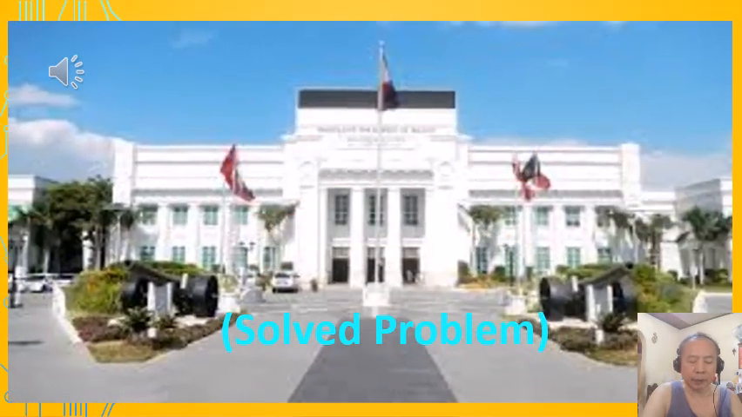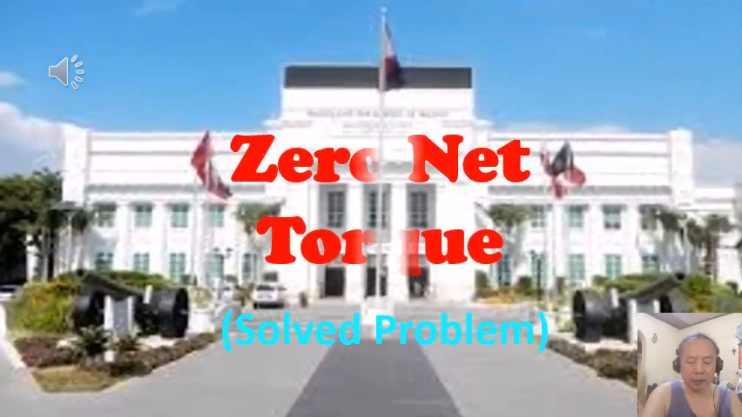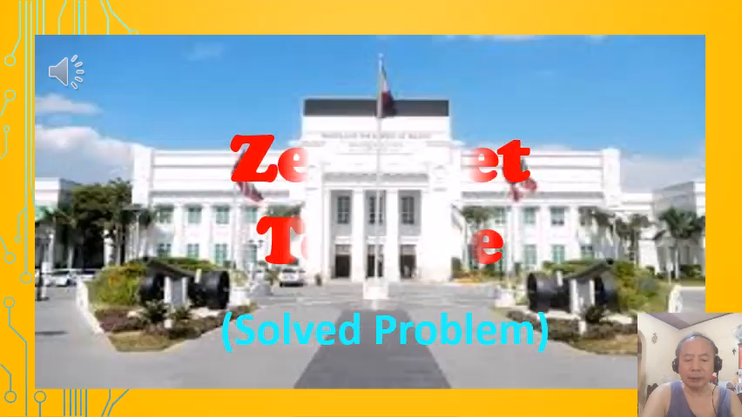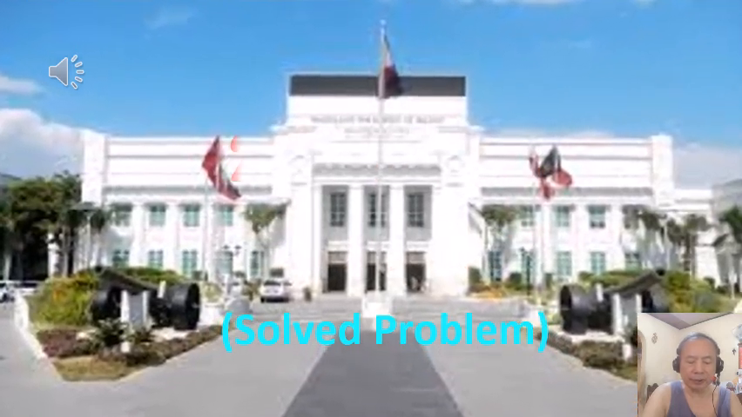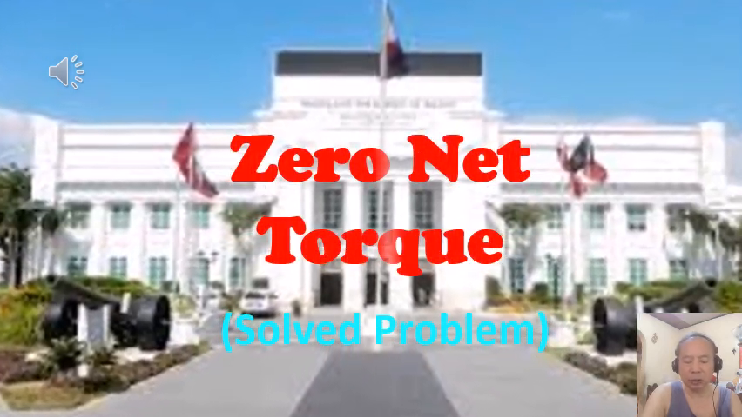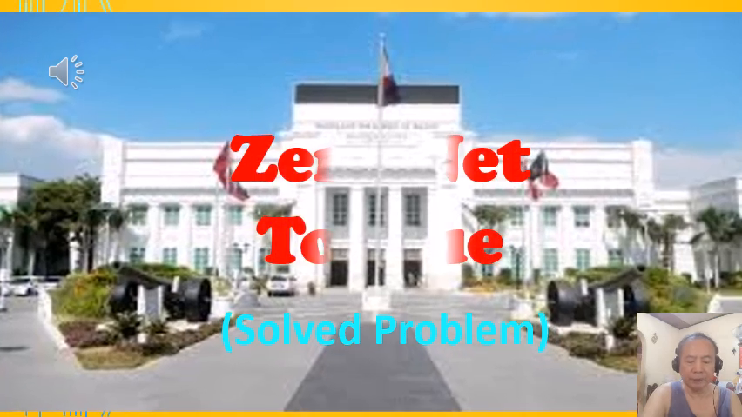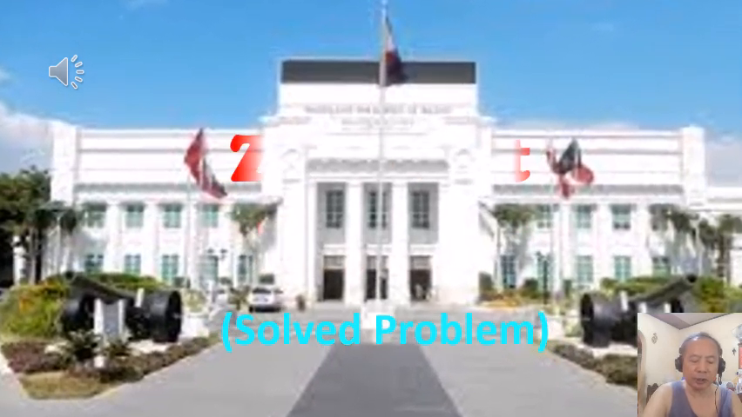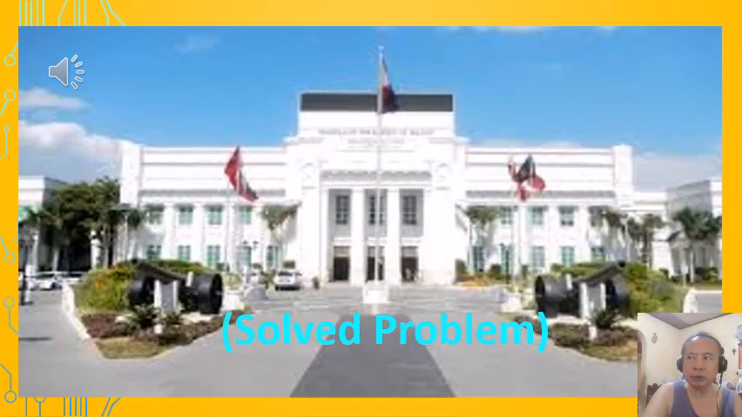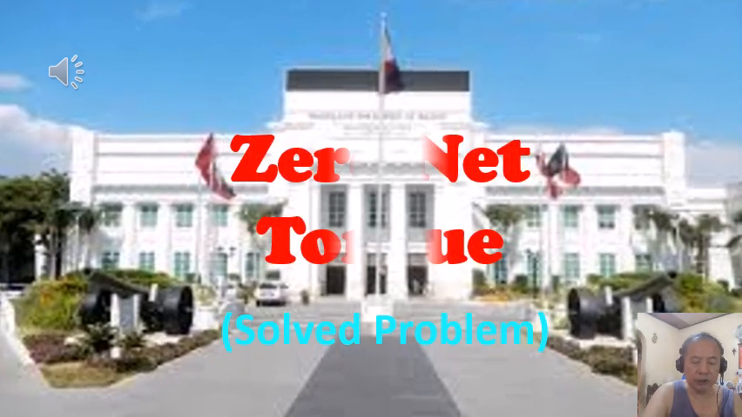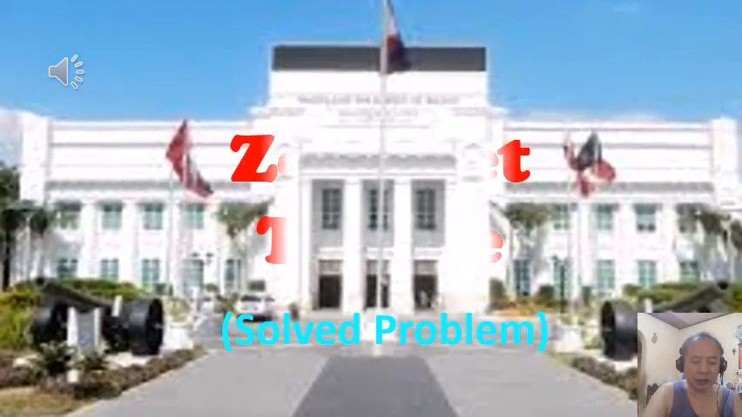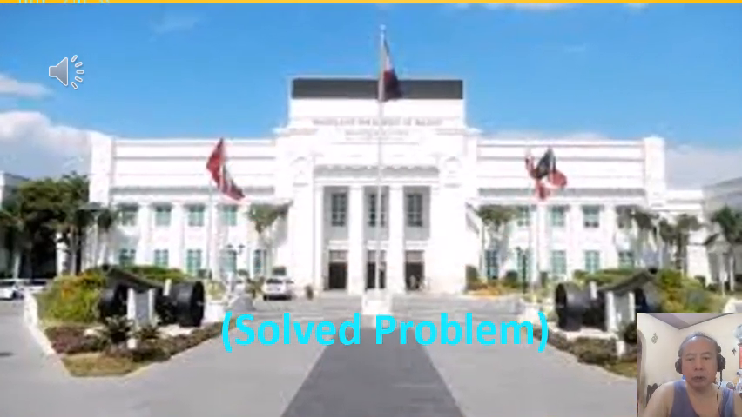How do we keep a rigid body in rotational equilibrium? The answer is in Newton's first law of motion. The vector sum of all the torques acting on the body must be equal to zero. For the details, just stick around, watch and learn.